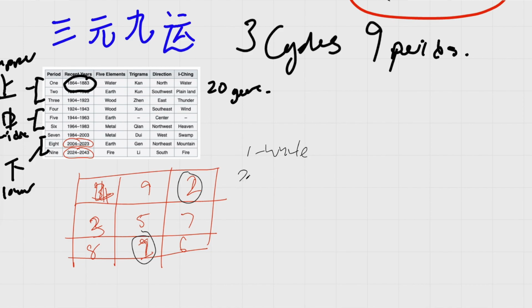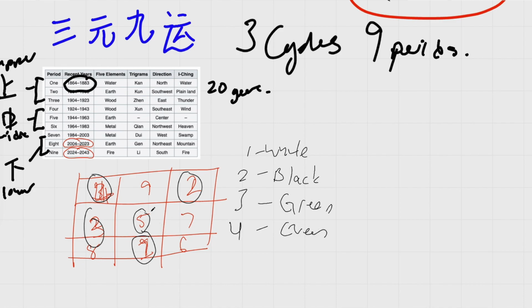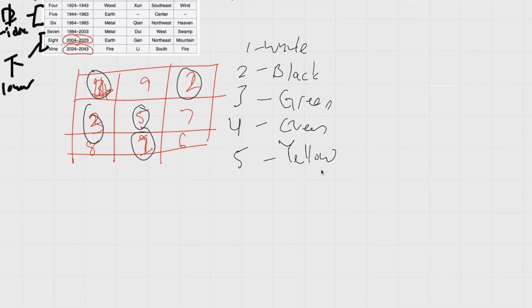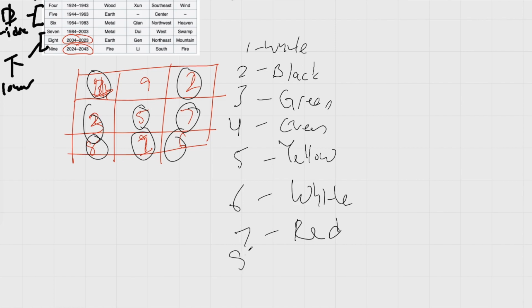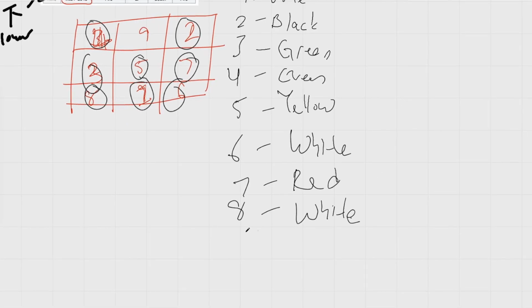2 is 2 black. 3 is green, I call it. 4 is also green. 5 yellow. 6 white. 7 Chi is red. 8 Ba white. Right, 9 purple, Gao Ji, purple.